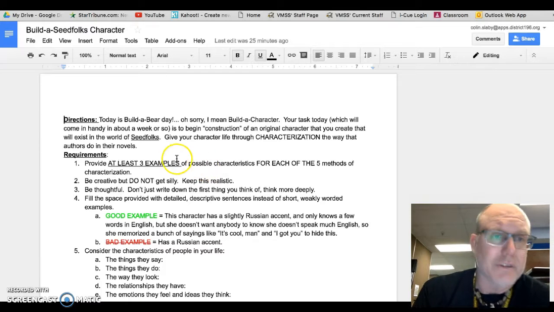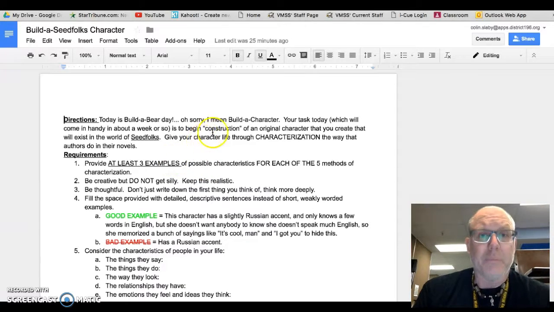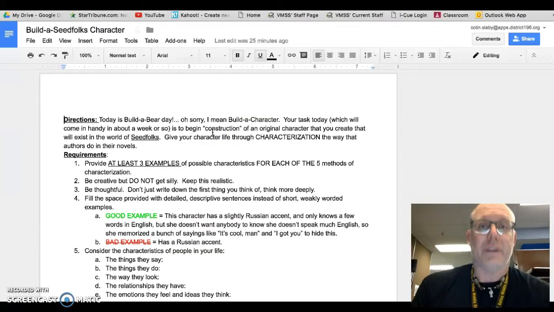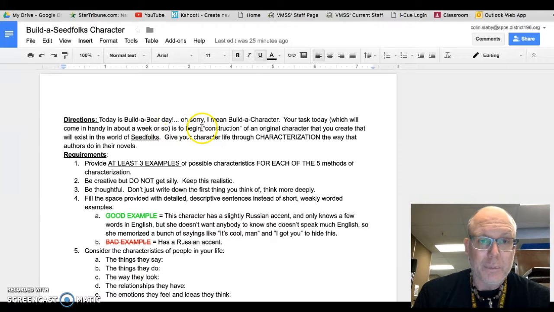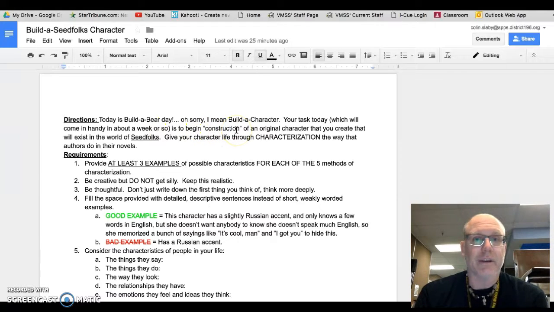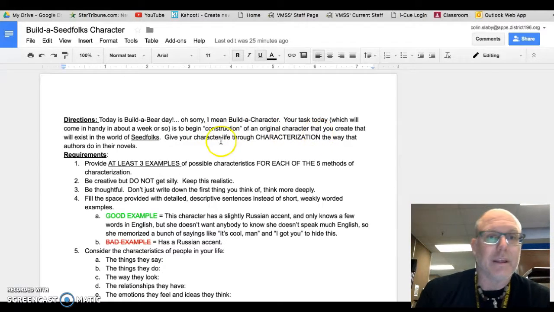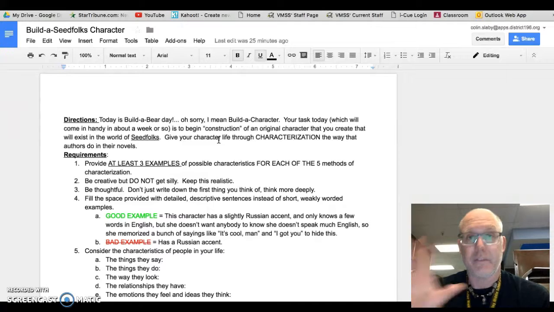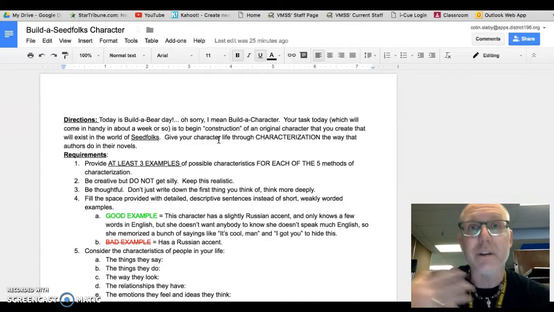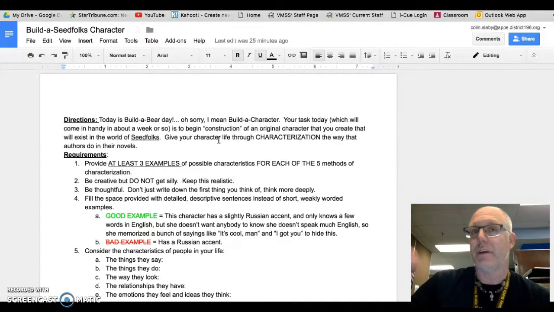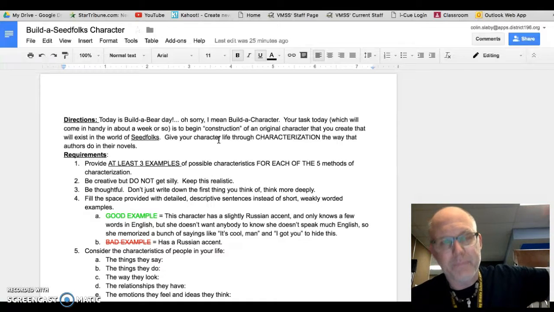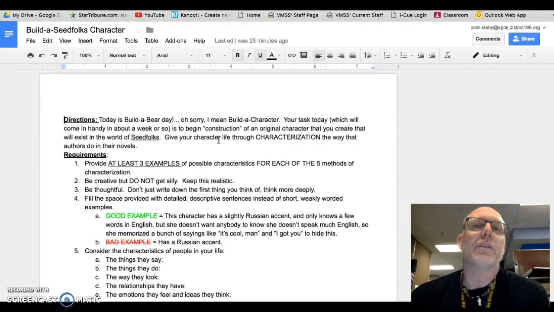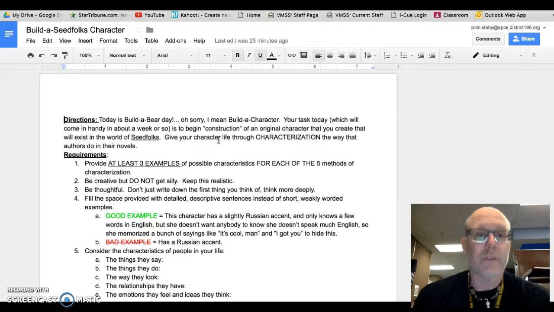But let's look at the directions. You're really building a character, and the idea is that the character lives in the world of Seedfolks. So you will begin construction of an original character that you create. Give your character life through characterization the way that authors do in the novels. We've talked about this. These are the 5 ways: a character's appearance, a character's speech, a character's thoughts, a character's actions, and a character's relationships. You're going to work through that today.